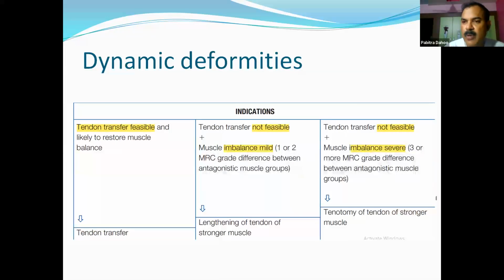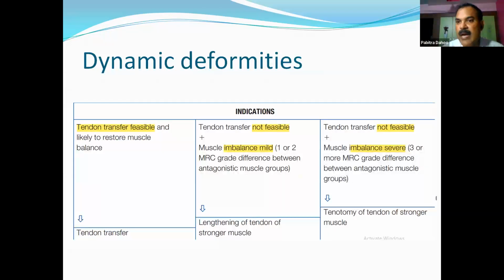Then check the muscle power. What is the agonist power? What is the antagonist power? If the difference is very little, almost both have the same deformity, but one group is a little bit overpowered compared to the other, then go for lengthening of the tendon. How will it be beneficial? If you lengthen it, as I said, the power will decrease by 1 or 2 grades. Now the power will be equal on either side. You will not have any instability.